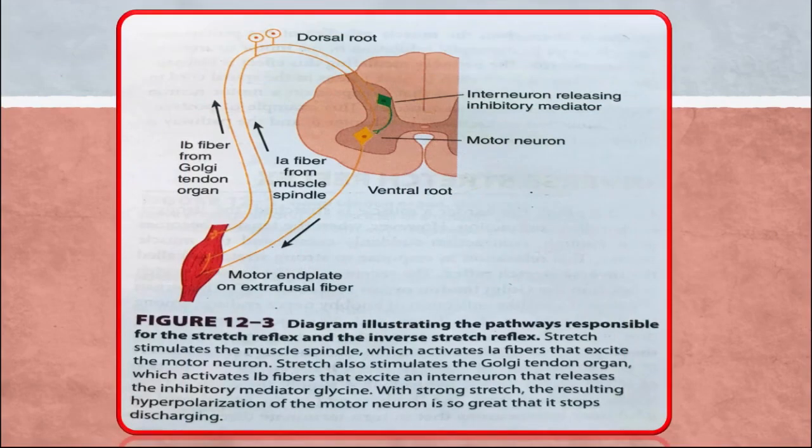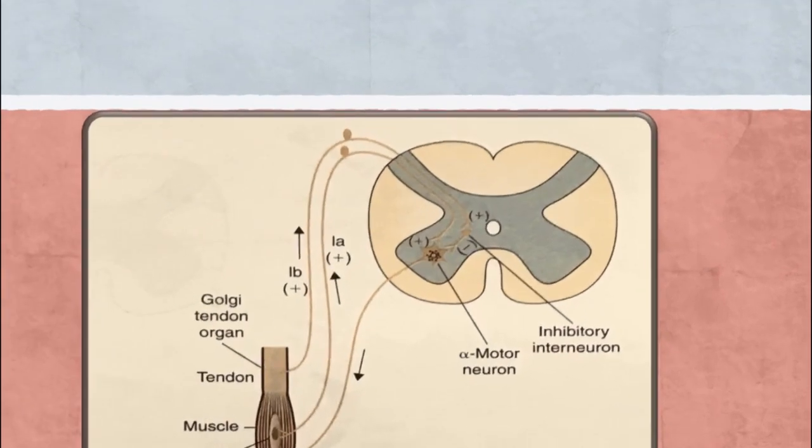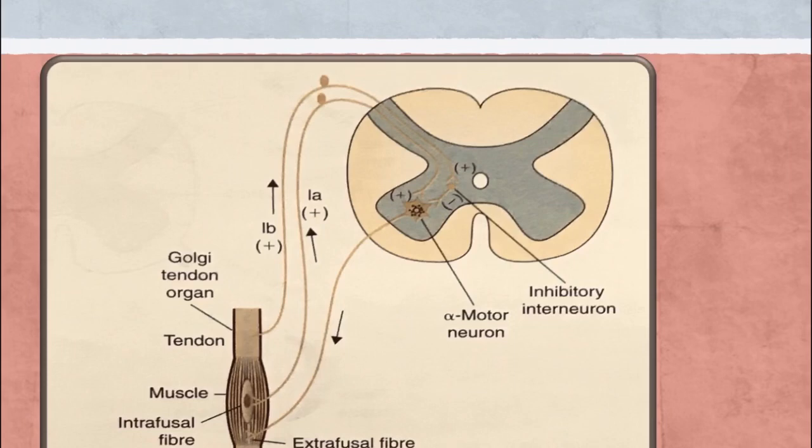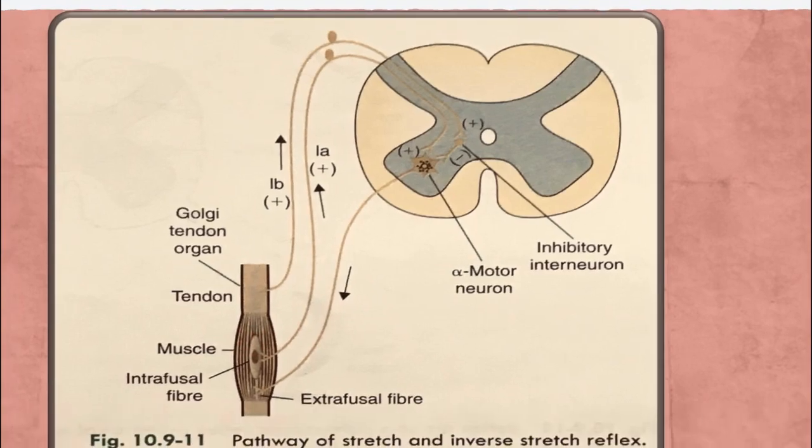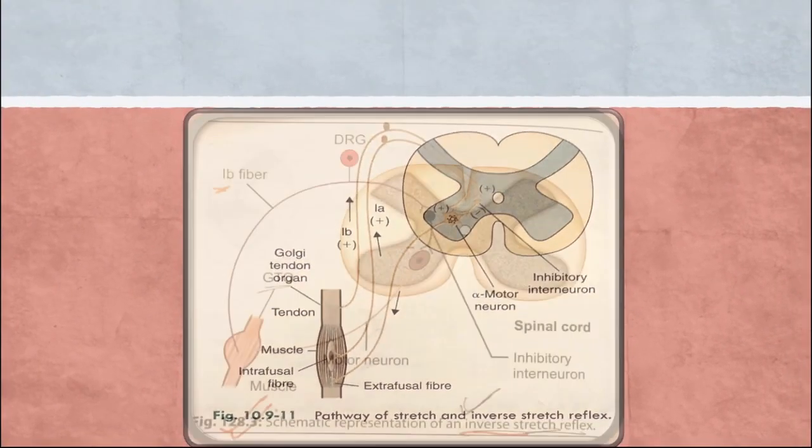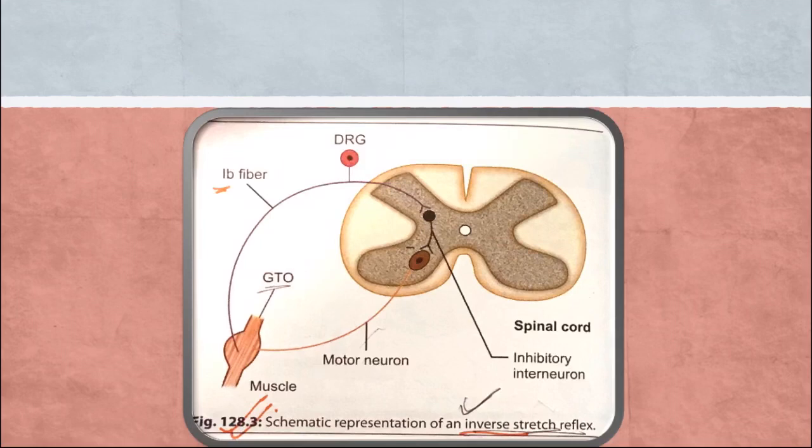So, these are diagrams which show the same thing, the stretch and inverse stretch reflex. In the combined diagram, if the 1A fiber is stimulated, it goes and stimulates, monosynaptically, the alpha motor neuron, and the muscle contracts. If the stretch is very severe, then the 1B fiber will get stimulated via the Golgi tendon organ, and it will end up on an interneuron, and that interneuron happens to be inhibitory, and that inhibitory interneuron will generate an IPSP in the alpha motor neuron, and it will make the muscle relax. Okay, that is the inverse stretch reflex. The Golgi tendon organ present in the tendon, via the 1B fiber, ends up on the inhibitory interneuron, which generates the IPSP in the alpha motor neuron.